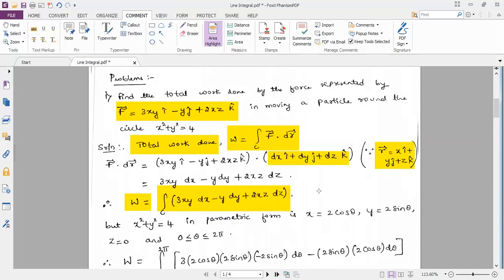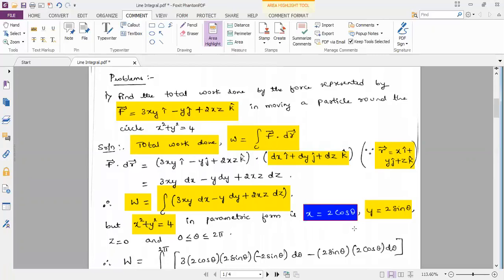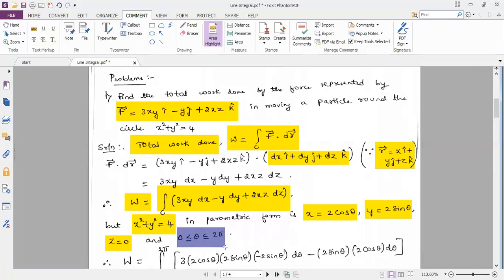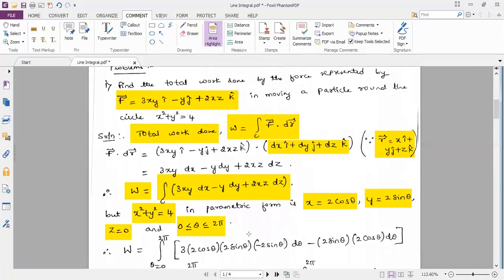Now, the given circle equation is x square plus y square is equal to 4. Comparing with the standard form of the circle equation, x square plus y square is equal to r square, the radius r is equal to 2. So, we write the parametric form of the circle equation given by x is equal to r cos theta and y is equal to r sin theta. Here the value of r is 2. So x is 2 cos theta and y is 2 sin theta. z is equal to 0. So theta lies between 0 to 2 pi. Angle 0 to 2 pi, 360 degrees.